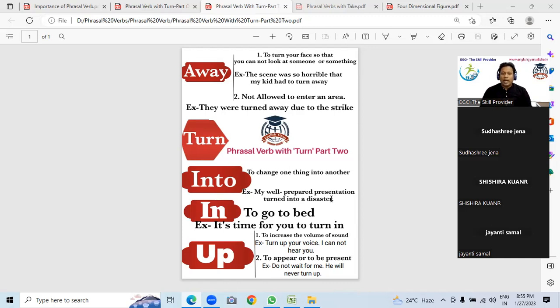And there is something called turn in, to go to bed. Let me give you an example. Very interesting. Turn in means to go to bed. You cannot use it in every situation. There must be a particular situation for it.